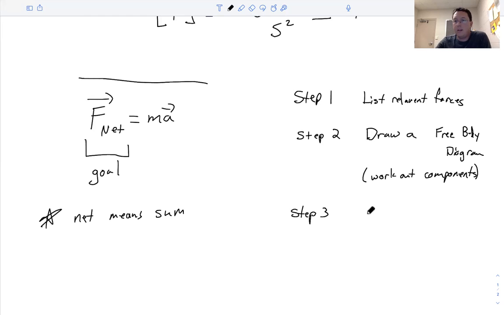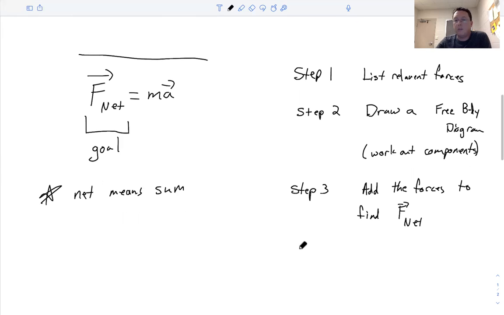Step 3, add the forces to find F net. And step 4 is to take the output, whatever expression you have for the net force, and set it equal to ma. So use Newton's second law.